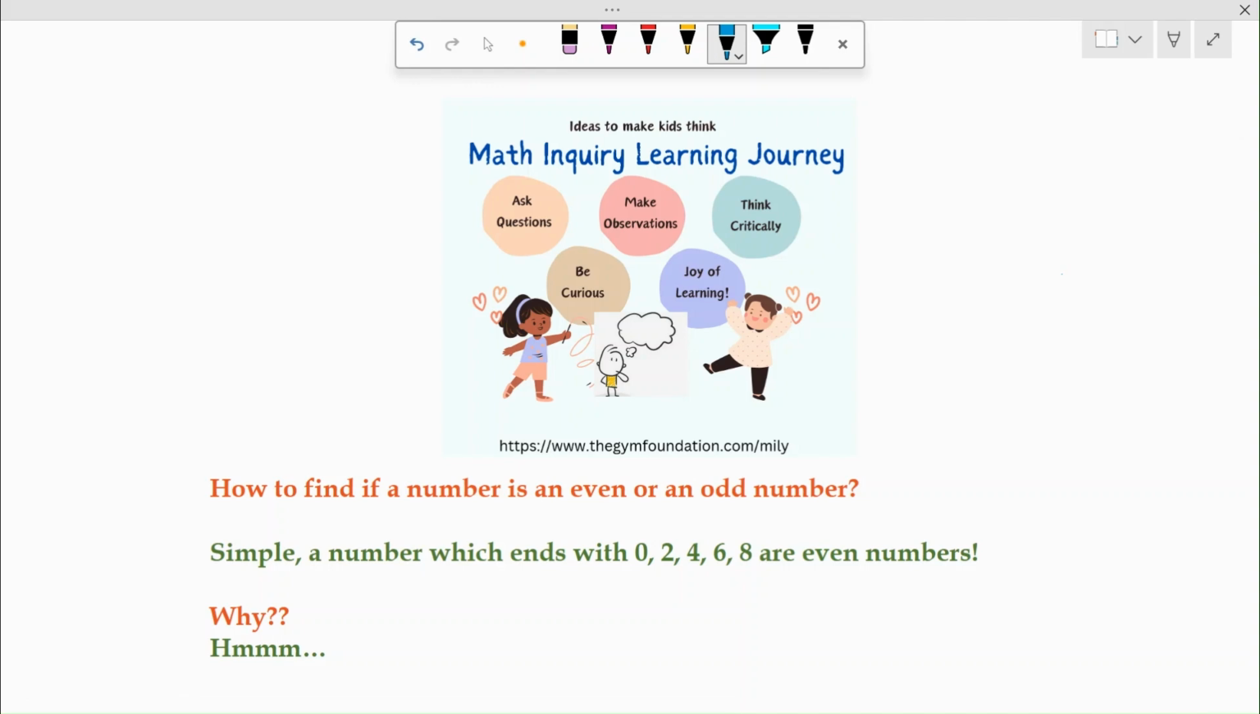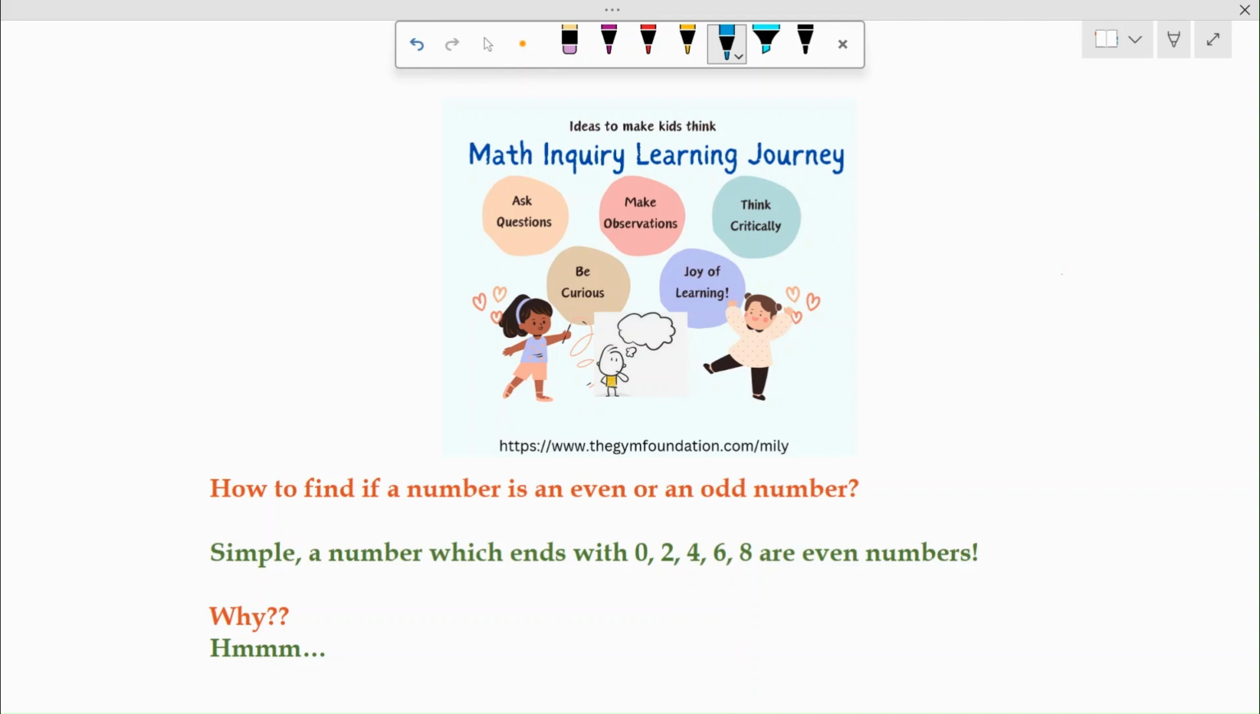In this session, we'll see how most of the primary students answer an interesting question about how to find if a number is an even number or an odd number. Yes, most of the primary students would immediately say it's simple. A number which ends with 0, 2, 4, 6, or 8 is an even number. Yes, but do you know why it is so?